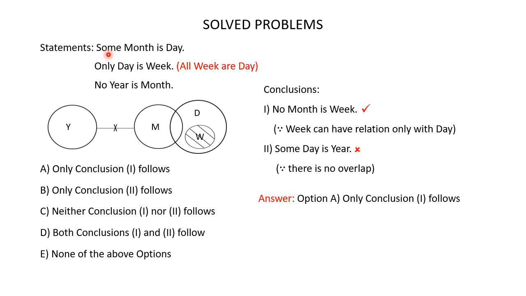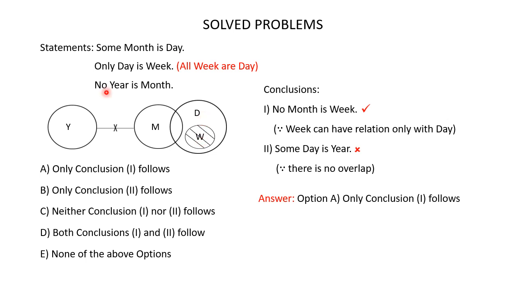Some month is day. This means there has to be a partial overlap of month with day in the Venn diagram. Only day is week. Now you know that only day is week is nothing but all week are day. So in the Venn diagram, all week has to be inside day. Shade the circle for week to show that week can have a relation with only day.